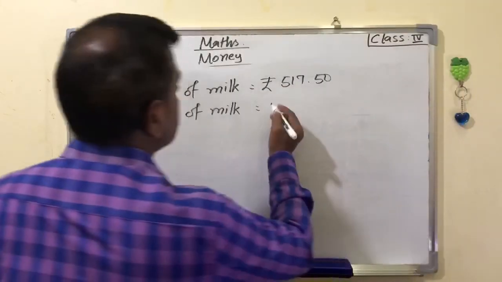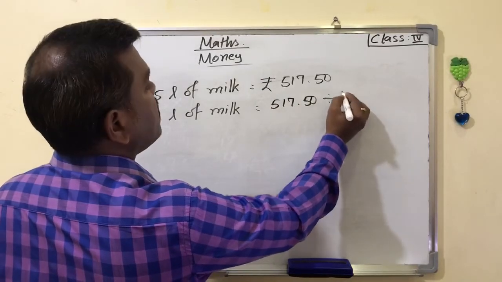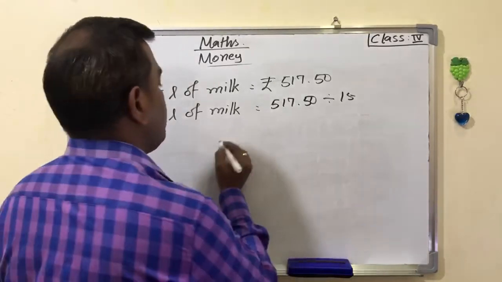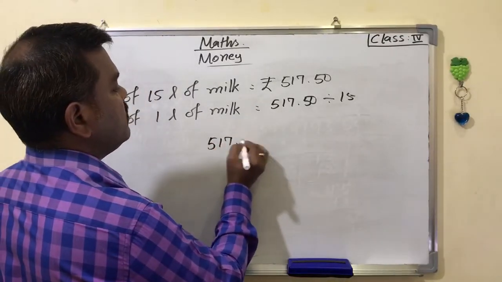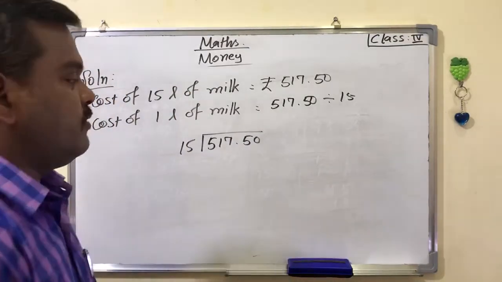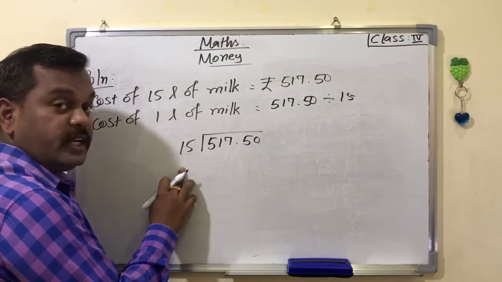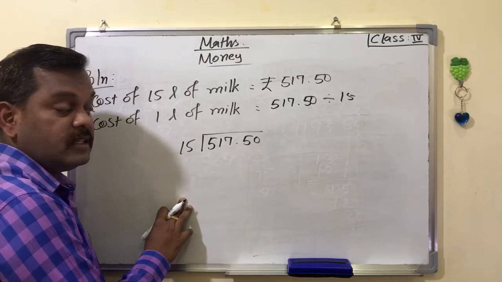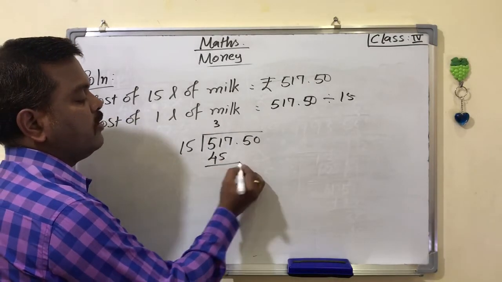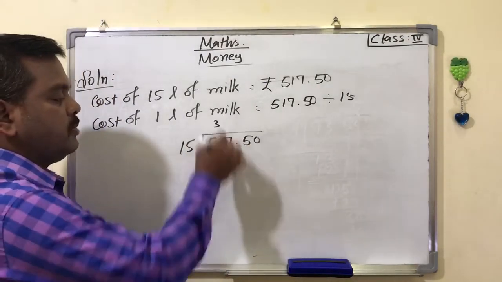Understood? 517 rupees 50 paisa divided by 15. This number divided by this number. That's all. Okay, divide. 51750 by 15. 15 is 2-digit number. Have to take 2-digit here. Take 51. 1 15 is 15. 2 15s are 30. 3 15s are 45. Balance 6. Okay, balance 6. Bring the next number down.